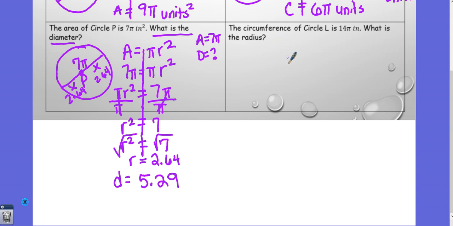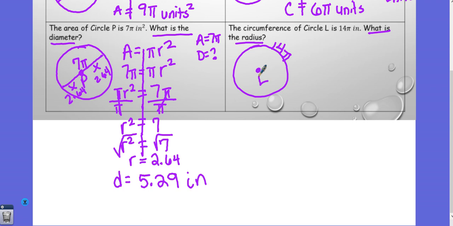Okay, so this next picture, it said the circumference of circle L, and this is just to make sure I put the units. This is inches. Okay. Over here it says the circumference of a circle L is 14 pi inches. What is the radius? So I'm going to draw a picture, and I'm going to call this circle L, and it gave me the circumference. So it gave me the outside, which is 14 pi, and it says what is the radius?